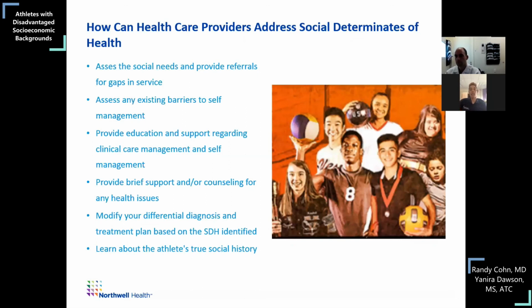So how, as healthcare providers, are we able to address the social determinants of health in these changing social climates? We definitely need to learn more about the athlete's true social history. Make sure you're gaining all that information from the beginning, because there are so many more factors than just the injury at hand that may play a crucial part in the recovery process and the treatment you're looking to give your patient or athlete. You want to make sure that you're able to modify the treatment plan based on these social determinants that you identify in your history talking to the athlete. Provide that support and counseling for any health issues.